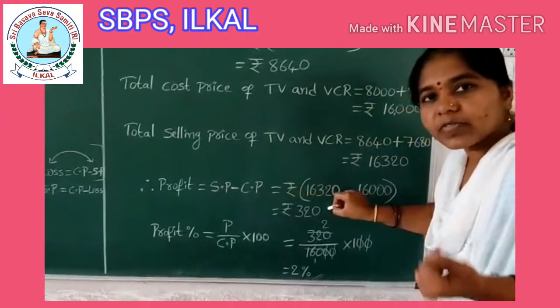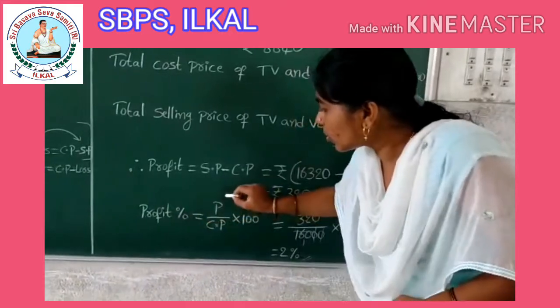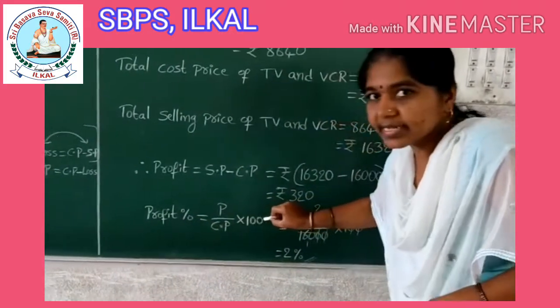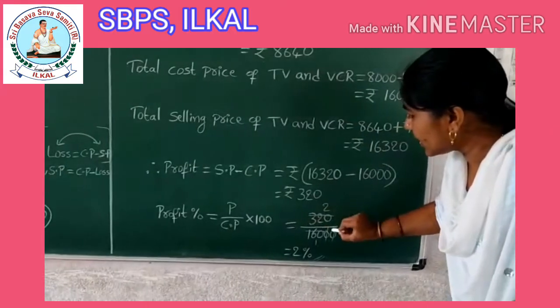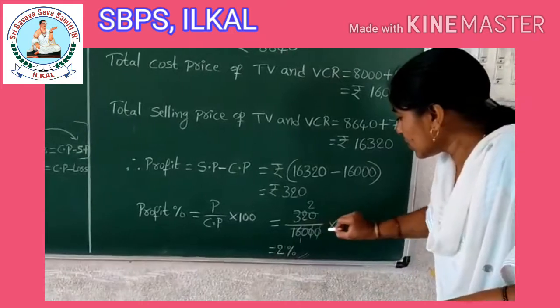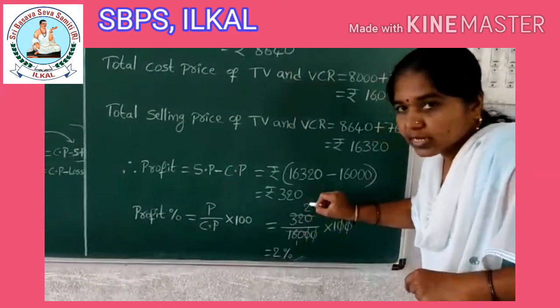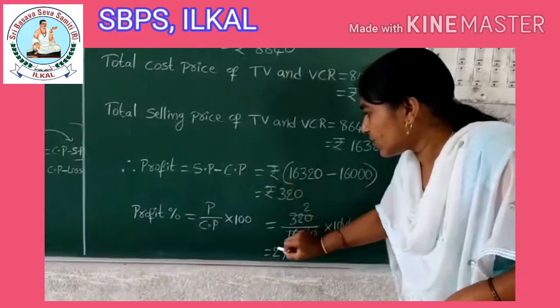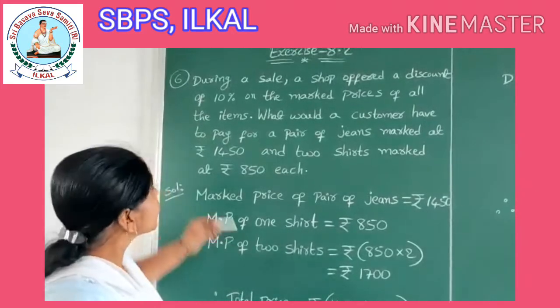We have to find profit percent. You know the formula, children? Profit percent is equal to profit by cost price into 100. Then substitute all the values here. Profit is 320, cost price is 16,000, into 100. Strike out 0, 0, 0, 0. 16 ones are 16, 16 twos are 32. Then profit percent is 2, that is 2%.